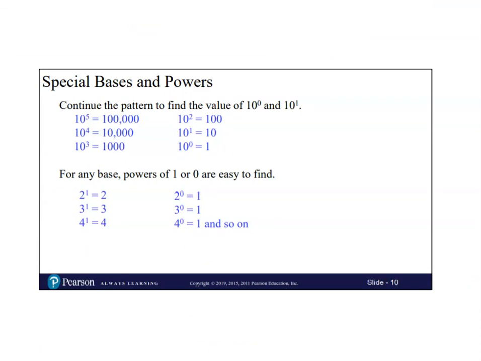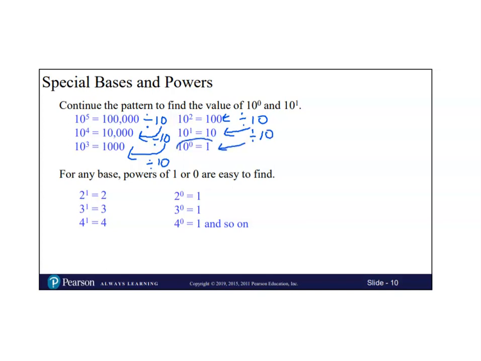So continue the pattern to find the value of 10 to the 0 and 10 to the first power. If we say 10 to the fifth is 100,000, to get the next one we would divide by 10, which would give us 10,000. To get to the next one, divide by 10, which would give us 1,000. To get the next one, we would divide by 10, which gives us 100, divided by 10, which gives us 10, and then divide by 10 is 1.